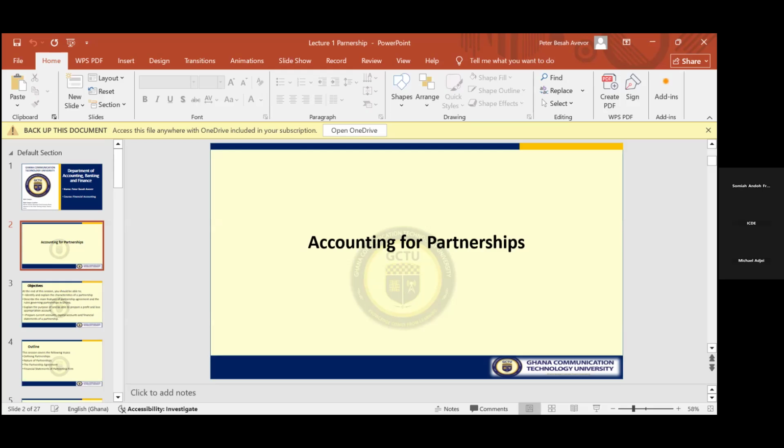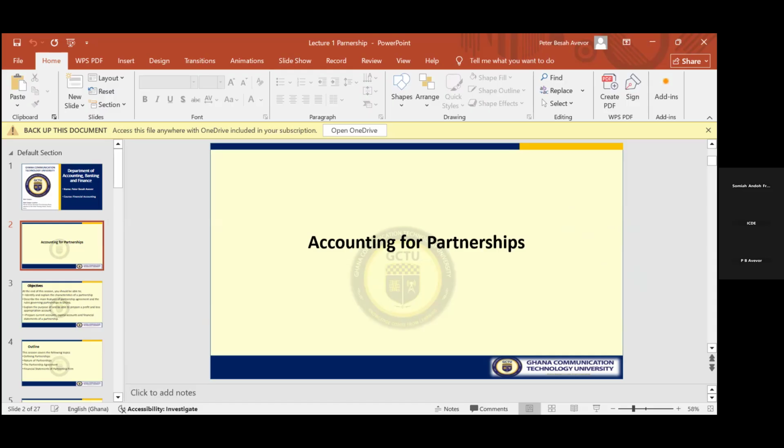Thank you. Very, very, very spot on. So when we talk of persons, it is not only natural persons. It includes artificial persons, like businesses can also go into partnership. They do go into partnership a lot, aside from individuals.